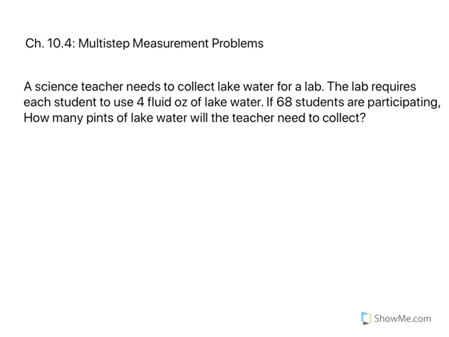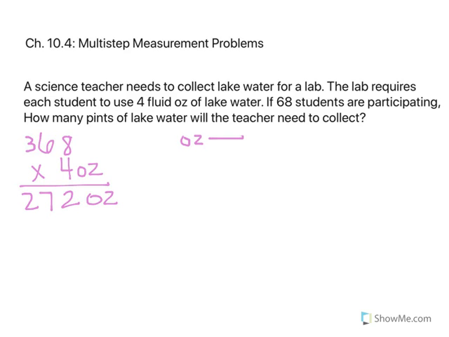So the first step is to find out how many total ounces the teacher is going to need. So if I have 68 students and I'm timesing that by 4 ounces each, we're going to multiply to find out our total ounces. And we get 272 ounces that the teacher needs to collect. Now I need to change my ounces to pints because the question is asking how many pints will I need.